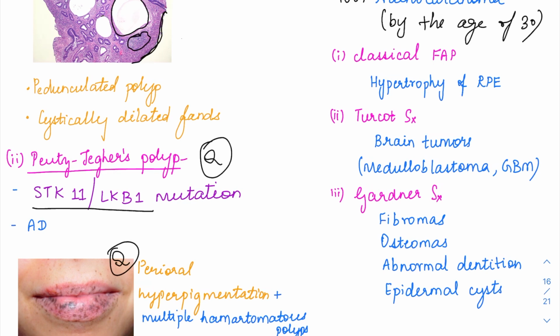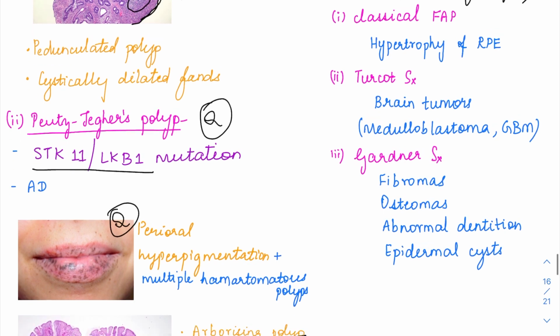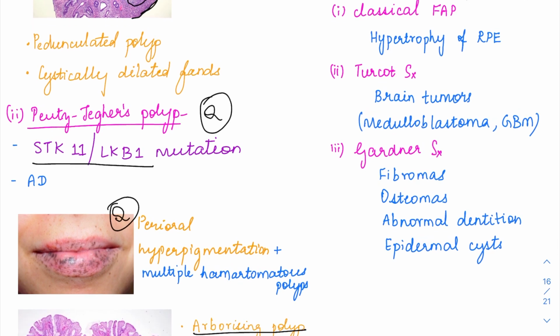And FAP has been classified into 3 types based on the presentation. Even though the APC mutation is common for all of these, based on the presentation, we have 3 syndromes. So first one is classical FAP, in which you are having these polyps associated with retinal pigment epithelium hypertrophy. Then we have Turcot syndrome. Turcot syndrome here is the same, polyps will be there. Along with that, you are going to have brain tumors. So brain tumors like medulloblastoma and glioblastoma.